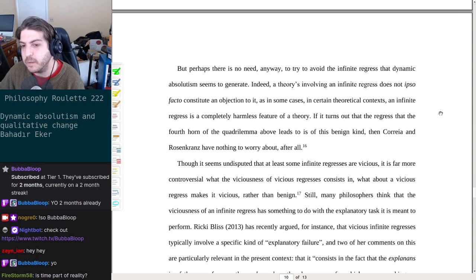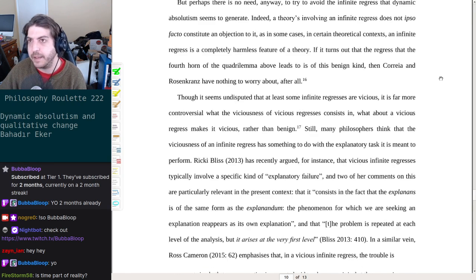But perhaps there is no need anyway to try to avoid the infinite regress that dynamic absolutism seems to generate. Indeed, a theory involving an infinite regress does not ipso facto constitute an objection to it, as in certain theoretical contexts, an infinite regress is a completely harmless feature of a theory. If it turns out that the regress that the fourth horn of the quadrilemma above leads to is of this benign kind, then Correa and Rosenkranz have nothing to worry about after all. Yeah, so.